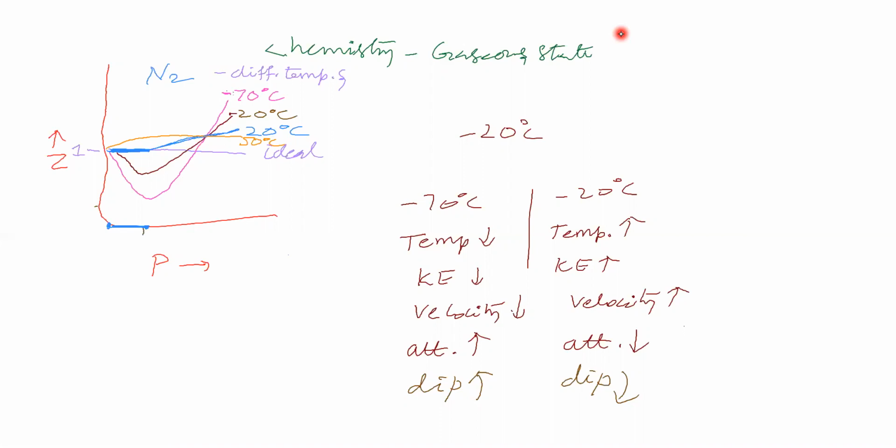Now see, on increasing the temperature, what happens to the magnitude of negative deviation? Is it decreasing or increasing? Generally, if you raise the temperature, attractive force decreases. So the magnitude of negative deviation decreases. That is the expectation.